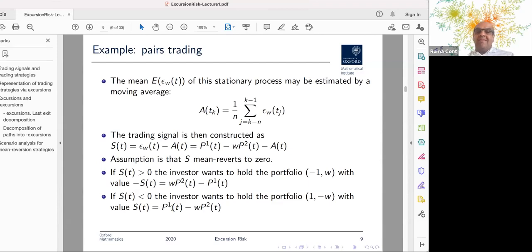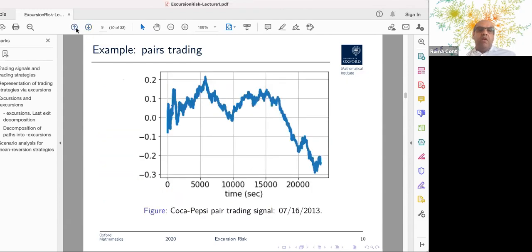Of course, you can hold exactly this portfolio, or you can hold a multiple of this portfolio. It works in the same way. How much you want to invest in the portfolio is another decision, but it will always be collinear with this portfolio. So that's the idea behind pairs trading. Here are some examples. We'll come back to these examples tomorrow, and afterwards we'll analyze them more.